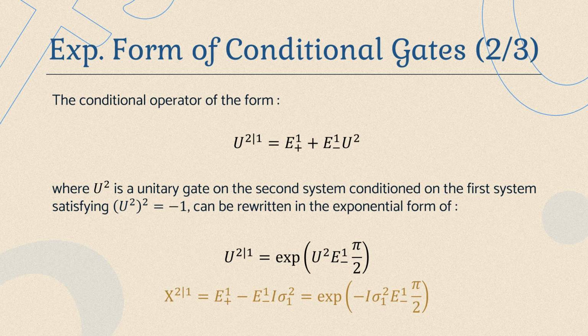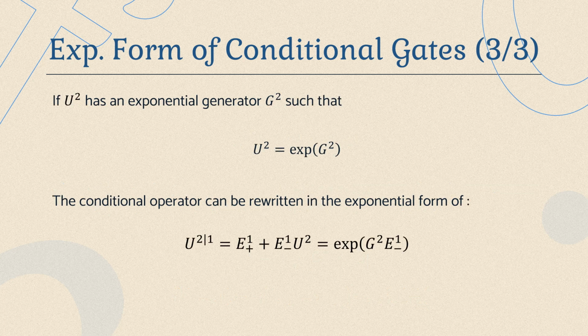And for the case where E2 squared equals -1, it can be rewritten in a simpler exponential form of U2 conditioned on 1 equals exponential U2 times E1- times pi over 2. And another example for the controlled-NOT gate is given below. Lastly, we can combine the two theorems above to deduce the final theorem. If U2 has an exponential generator G2, such that U2 equals exponential G2, then the conditional operator can be rewritten in the exponential form of exponential G2 E1-.